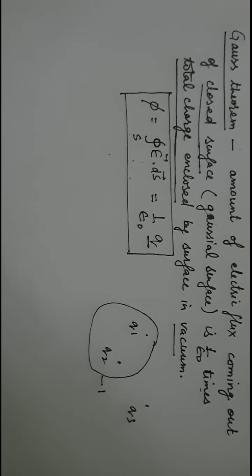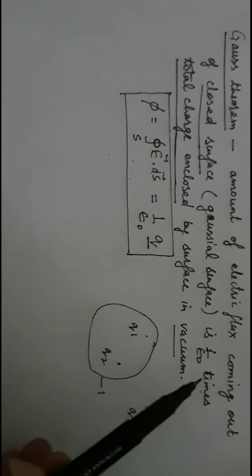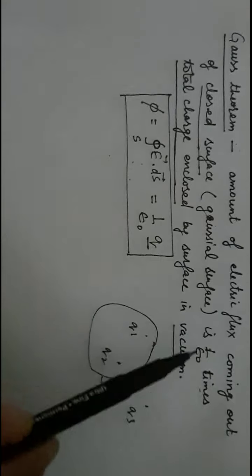In this video, we will discuss Gauss theorem. Gauss theorem states that the amount of electric flux coming out of a closed surface, also known as a Gaussian surface, is 1 by epsilon naught times the total charge enclosed by the surface in vacuum.